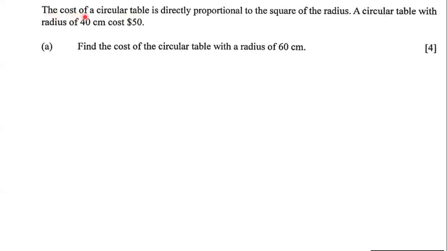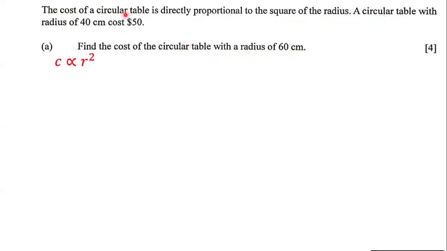The cost of a circular table is directly proportional to the square of the radius. A circular table with radius of 40 centimeters costs $50. Find the cost of the circular table with a radius of 60 centimeters.